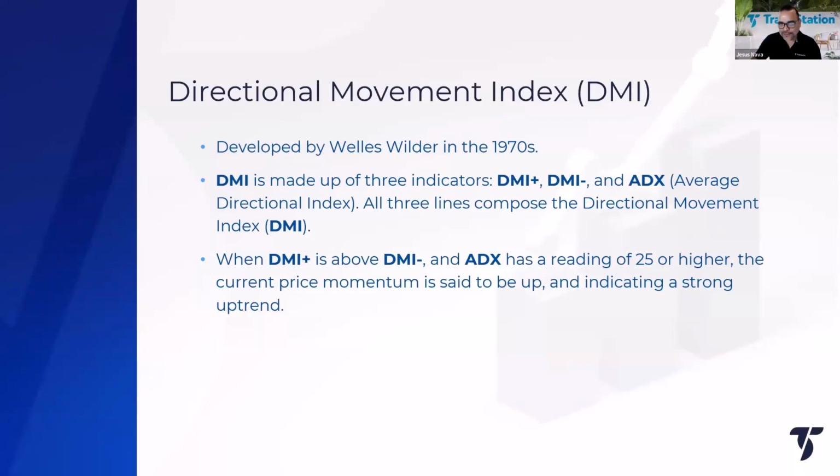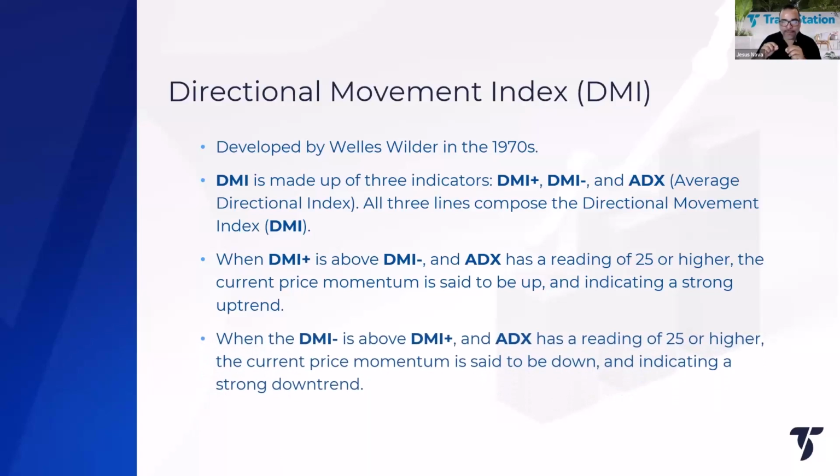And that's where TradeStation really shines, because you can use the technology that we have inside of the TradeStation platform to test all these different scenarios. But this is a bullish signal. So the DMI plus is above the DMI minus, and the ADX has a reading higher than 25. And the opposite is when the DMI minus is above the DMI plus, and the ADX has a reading of 25 or higher. It's said to be down and indicating a strong downtrend.